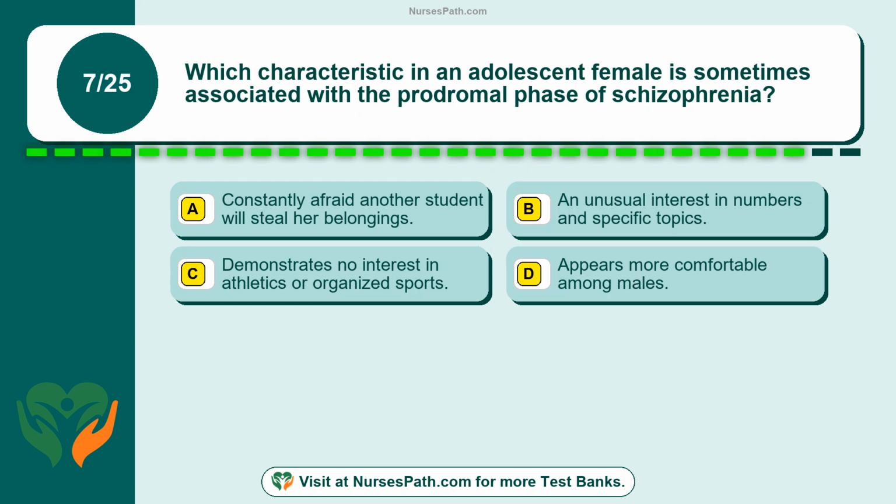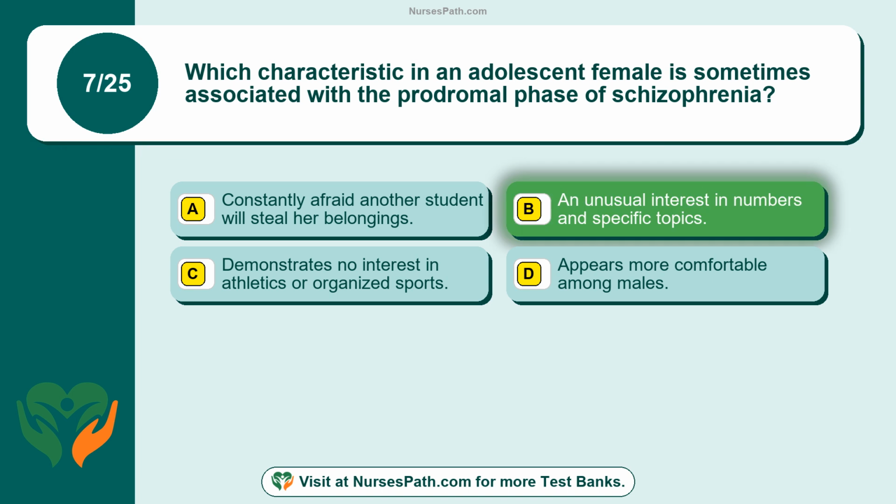Question 7. Which characteristic in an adolescent female is sometimes associated with the prodromal phase of schizophrenia? Option A. Constantly afraid another student will steal her belongings. Option B. An unusual interest in numbers and specific topics. Option C. Demonstrates no interest in athletics or organized sports. Option D. Appears more comfortable among males. The correct answer is option B.